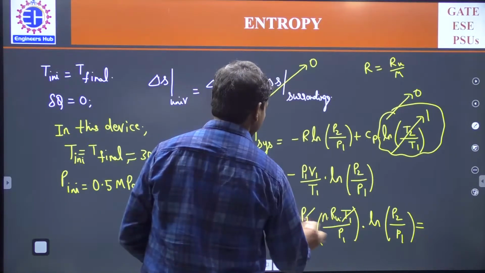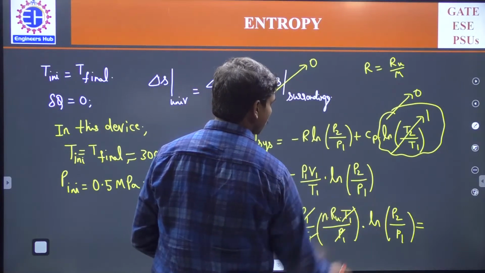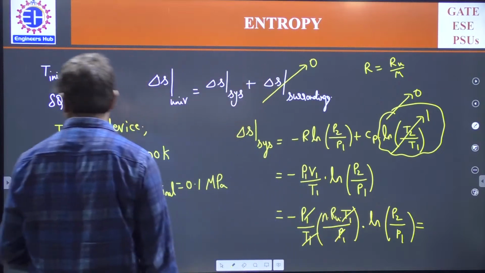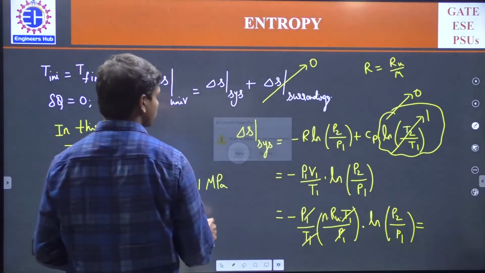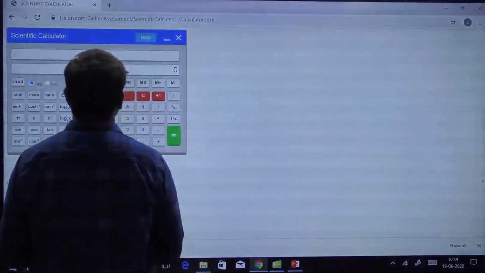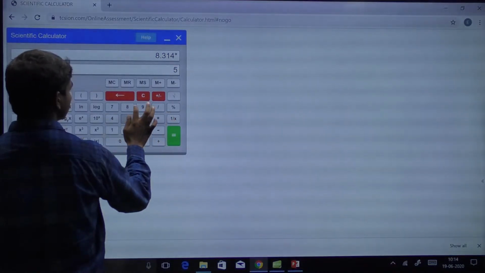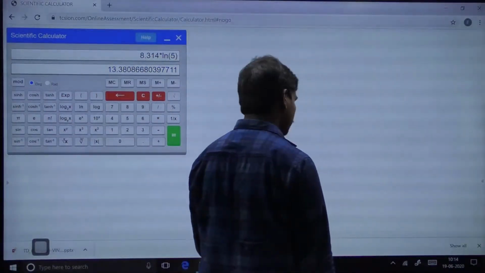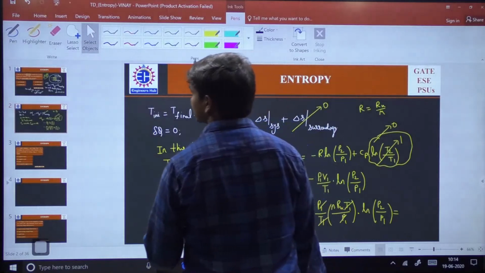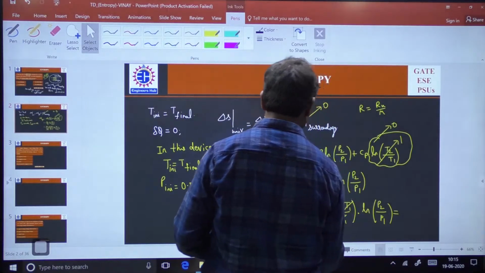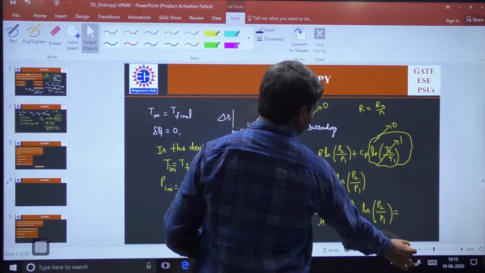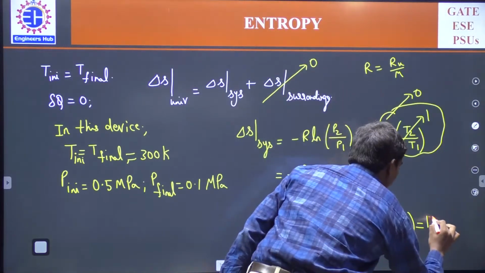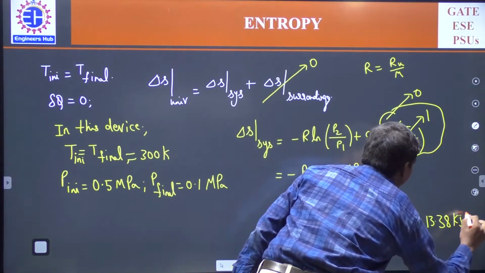So I can cancel these T's and these P's, and N times RU into ln P2 by P1, where N is 1 kilomole and RU is 8.314, and we have the log values. So if you calculate the values, we'll be getting something around 8.314 into 5 ln. So if you calculate this, 13.3 is what you're getting, correct? Yes, Vamsi, correct? 13.38. So this value is 13.38 kilojoule per Kelvin.